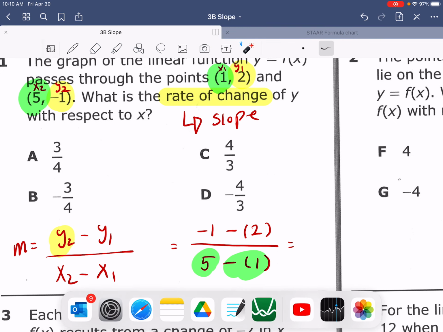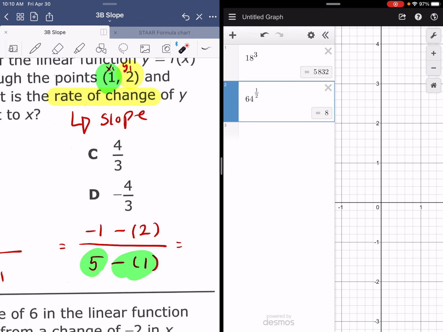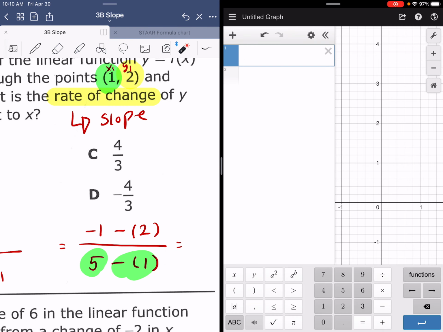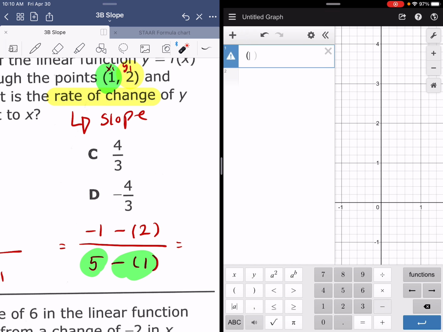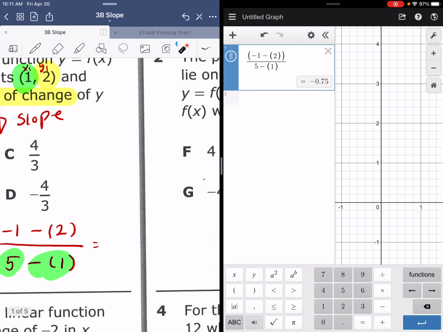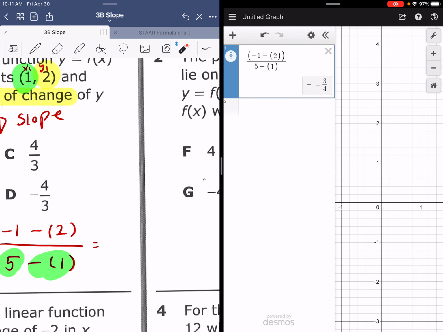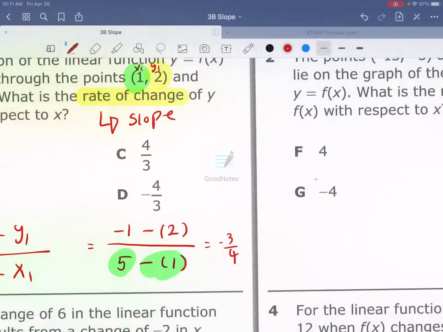Okay, so let's do this one. You can do this one by hand, or you can do it by calculator. It's up to you. But if you use Desmos, when you're plugging in the first part here, always put parentheses first, and then -1 minus parentheses 2, like that, divide 5 minus 1. If you do it like that, that will give you the answer -0.75. But if you change it to fraction, that's gonna be -3/4. Okay, so the solution is gonna be B.